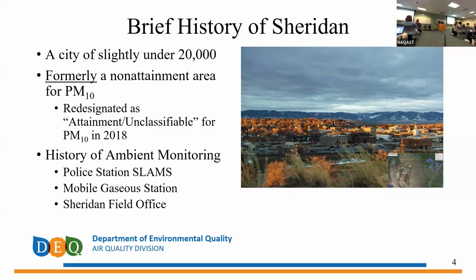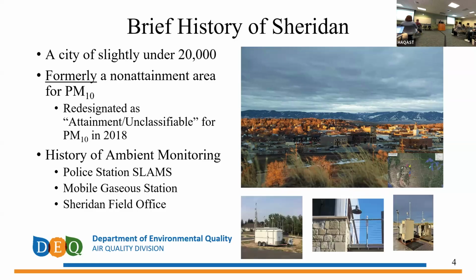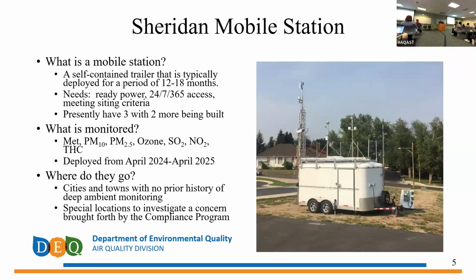And because of the history of non-attainment, we've been quite active in monitoring there. We have a SLAM station there, we have a mobile gaseous station, and a field office with some monitoring equipment as well. You can see the police station, our mobile station, and the field office. These mobile stations are self-contained trailers that we park at a location. We need ready, accessible electrical power for them, year-round, full-time access for QA/QC activities, and we do our best at these mobile stations to meet the EPA siting criteria.